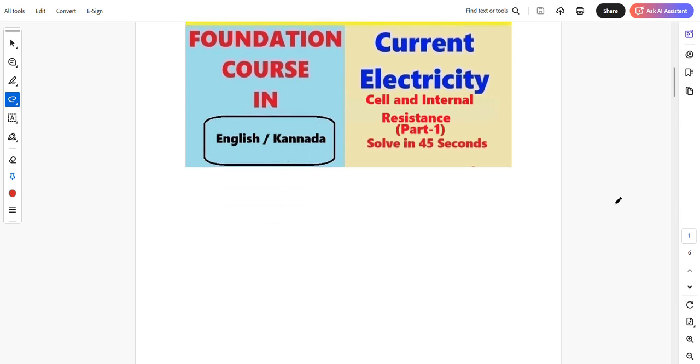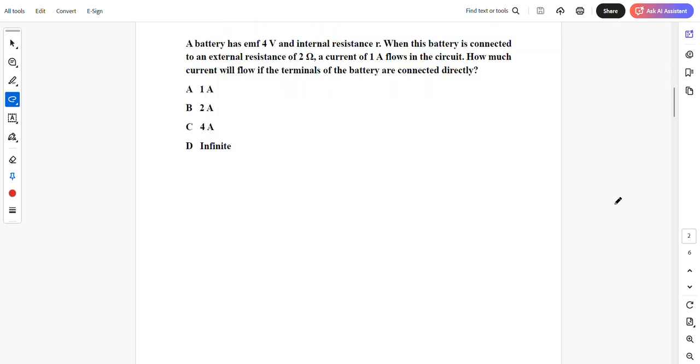Okay, I will take this very first problem. It is saying a battery has EMF, electromotive force. How much? That is 4 volts. A battery is having this plus, this minus, E is equal to 4 volts, and internal resistance r. Always internal resistance is connected in series with the battery.